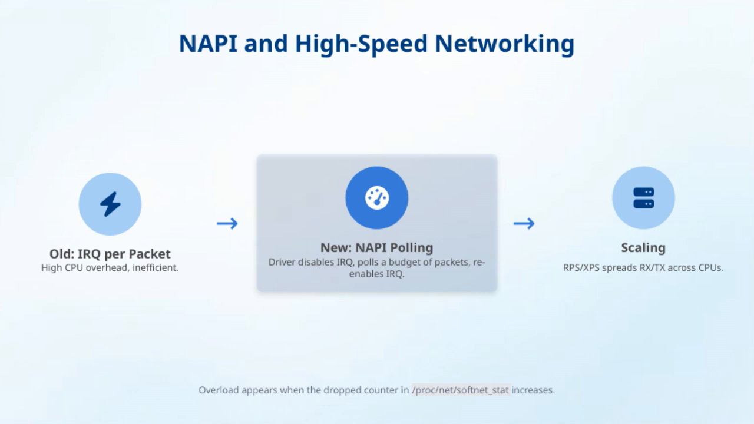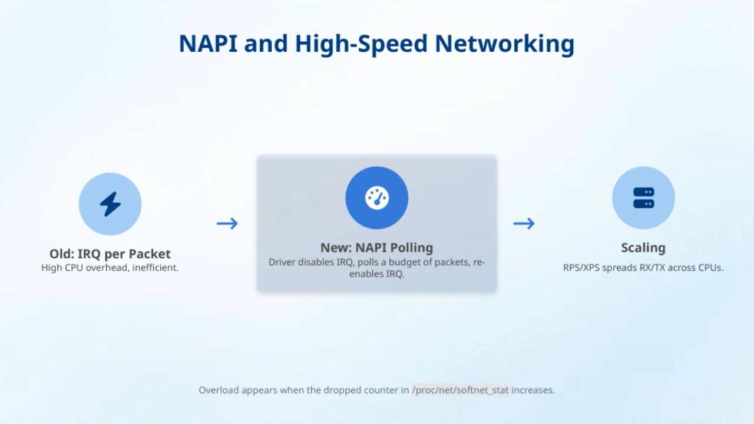Recently, we've seen the introduction of NAPI polling, which is a more advanced approach. Instead of handling each packet with an IRQ, NAPI disables IRQs temporarily and polls a batch of packets, re-enabling IRQs afterward. This reduces the high CPU overhead associated with handling each packet individually, something that was quite inefficient with the old IRQ per packet method.